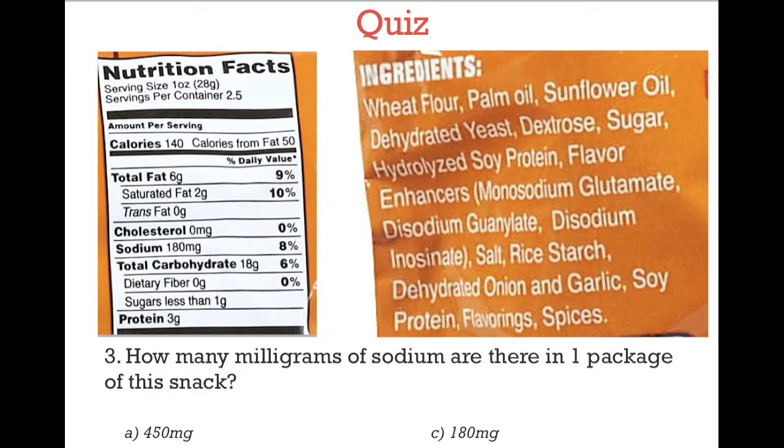How are you doing so far? Well, there's just a few more questions. Moving on to question number 3. How many milligrams of sodium are there in one package of this snack?